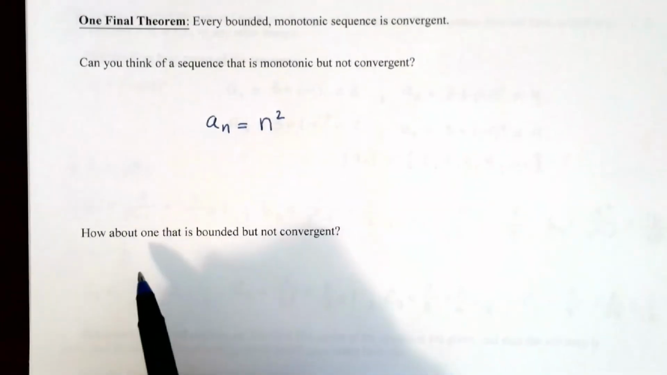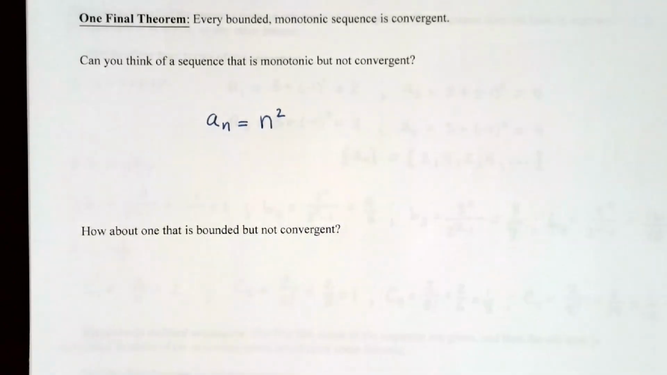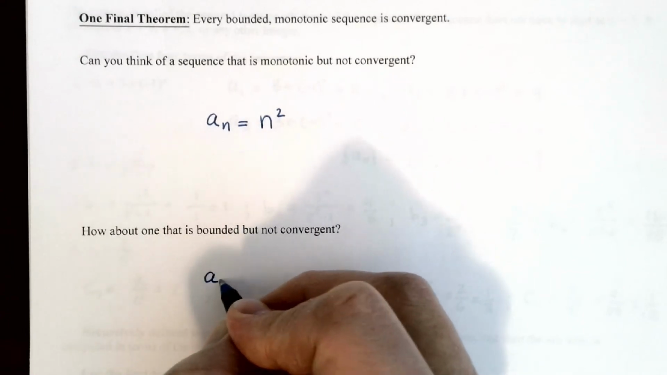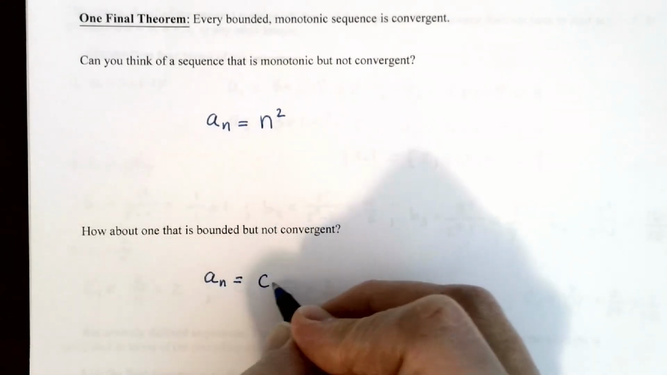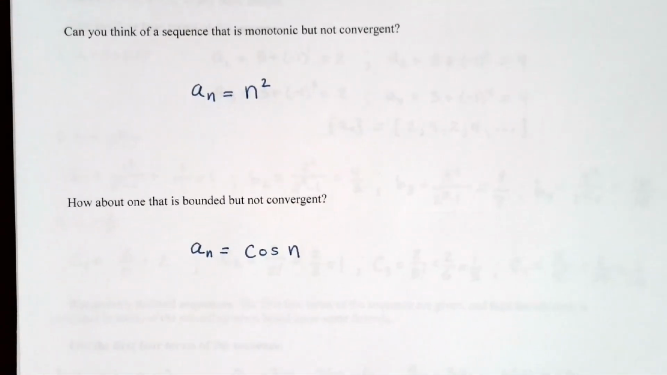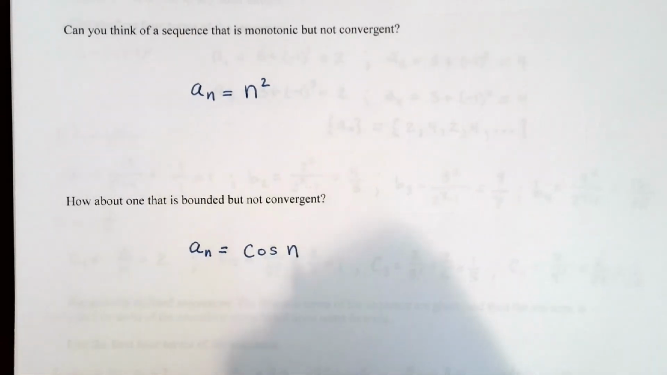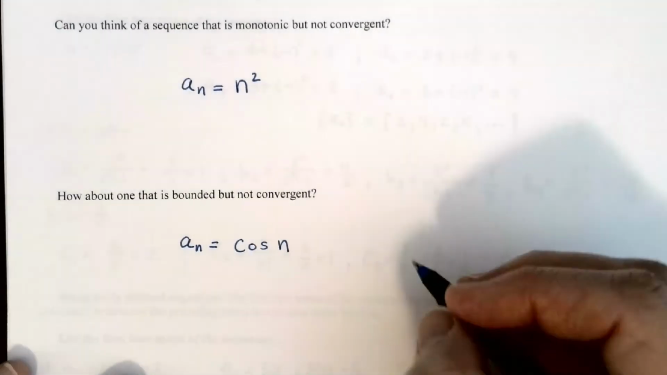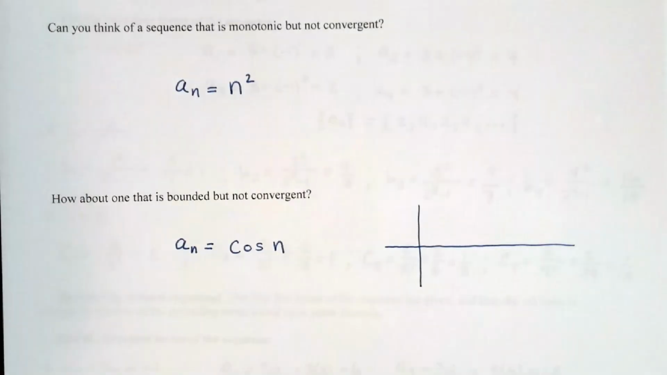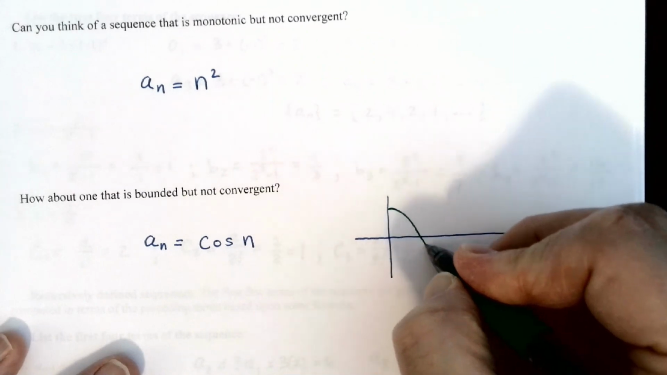Can we think of a sequence that is bounded but not convergent? Well, there are lots of those as well. Here's one. This would be cosine 1, cosine 2, cosine 3, cosine 4. Notice, if I were to graph the cosine function, it would look like this.